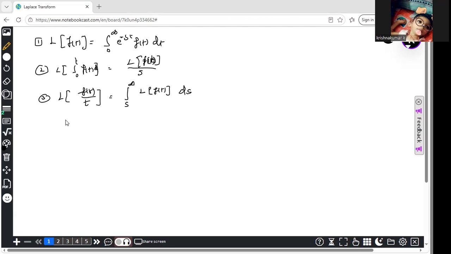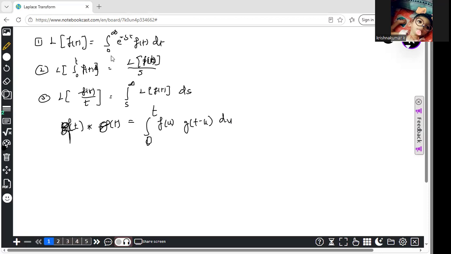Okay, so why am I recalling these things? Here we have 0 to infinity, here we have 0 to t, but here we have s to infinity. And one more thing, for the convolution theorem we also have a limit. f of t star g of t is equal to the integral from 0 to t of f of u times g of t minus u du. So here we have 0 to t.